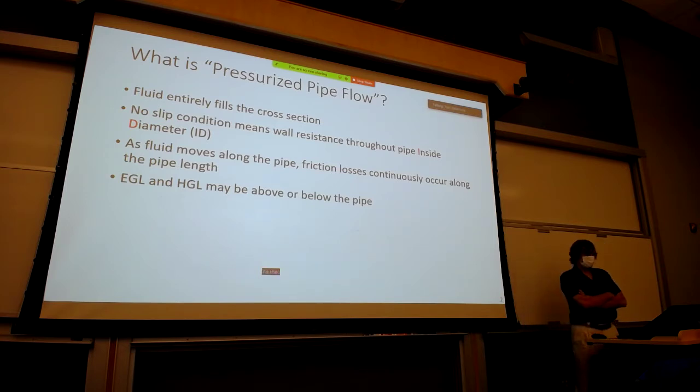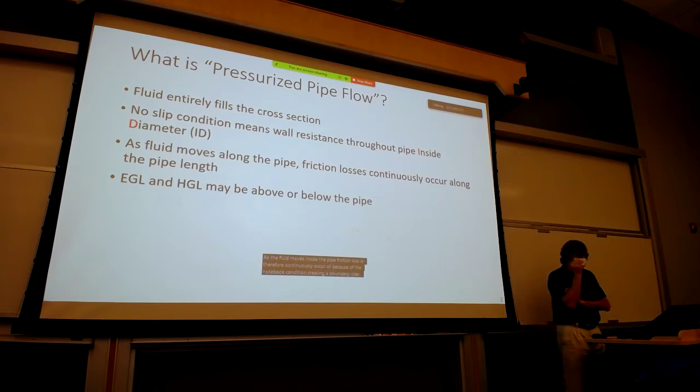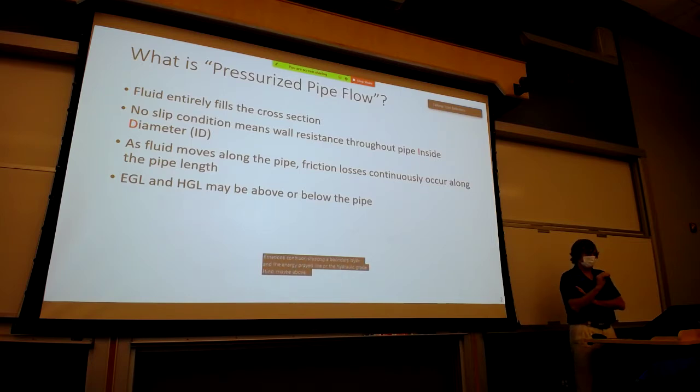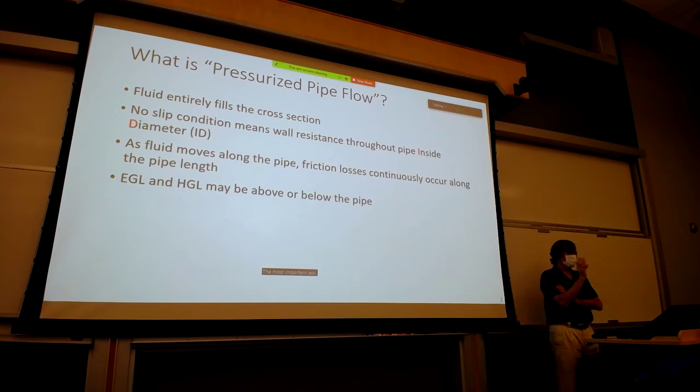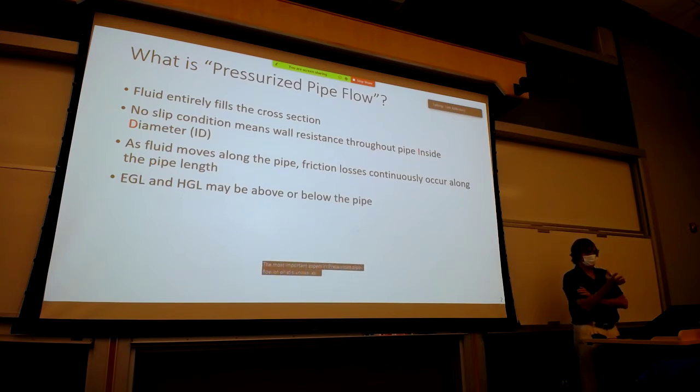As the fluid moves inside the pipe, friction losses therefore continuously occur, all because of the no-slip condition creating a boundary layer. And the energy grade line, or the hydraulic grade line, may be above or below the pipe. Just because it's pressurized, a negative pressure is a pressure. A vacuum is a pressure. So just understand that. We've drawn a few scenarios where the energy and the hydraulic grade lines are below the pipe. There's nothing wrong with that. It can certainly physically happen. The most important aspect in pressurized pipe flow, or what's known as closed conduit flow, is that the fluid is completely filling the cross-section.